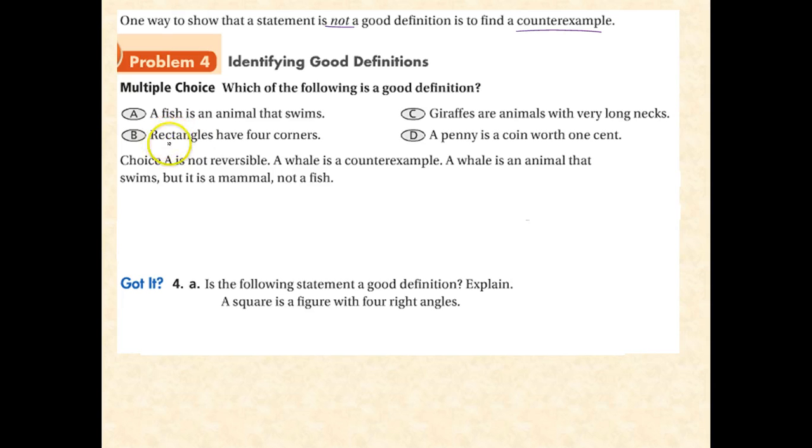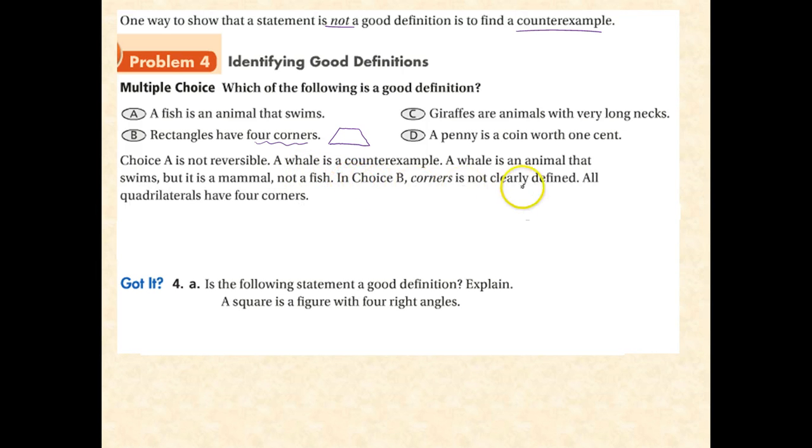What about B? Rectangles have 4 corners. Well, what's a corner? Here's something that has 4 corners. Is that a rectangle? What's your definition of a corner? You've got to be real specific. So for B, corners is not clearly defined. All quadrilaterals have 4 corners.